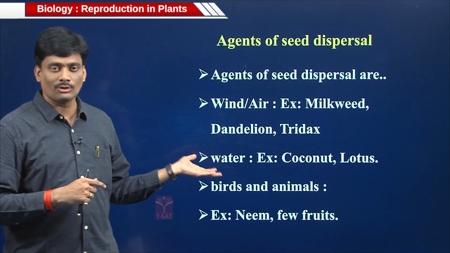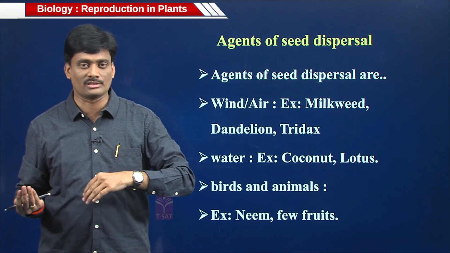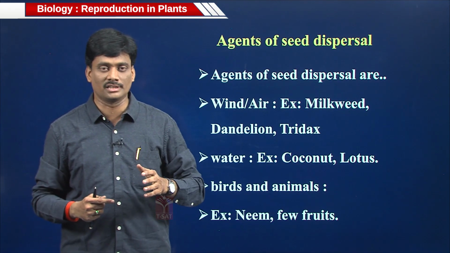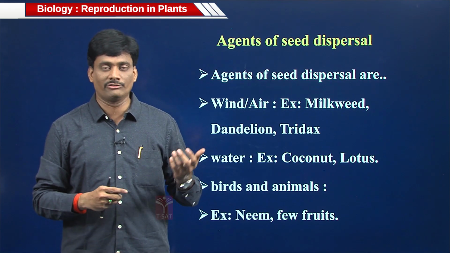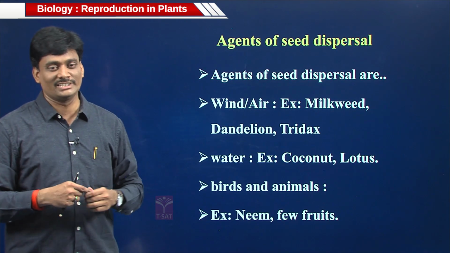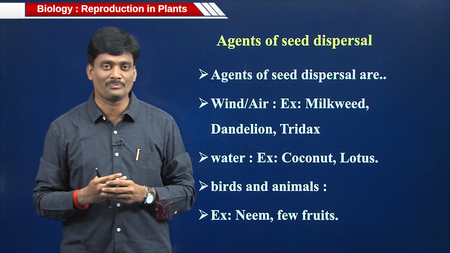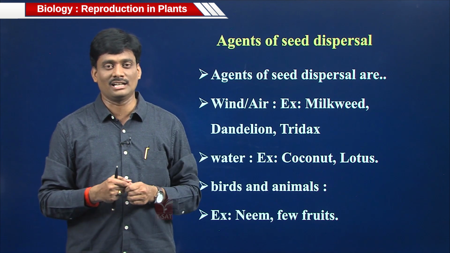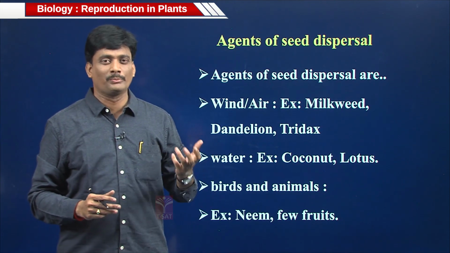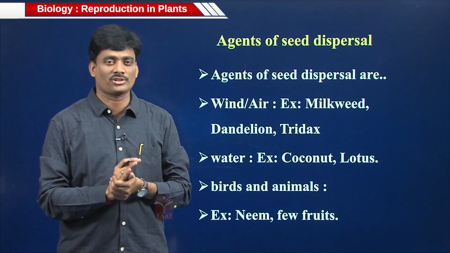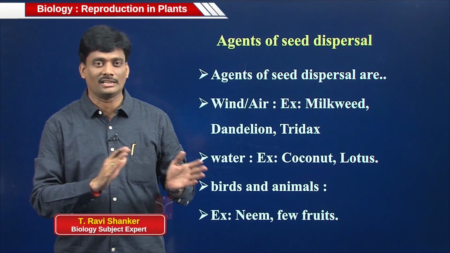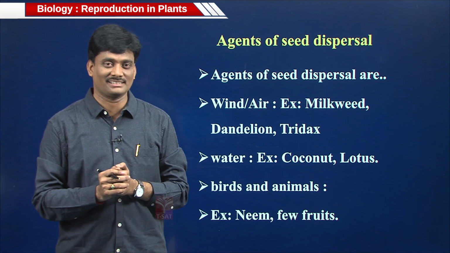And next, through the water also, the seeds are dispersed from one place to another place, like coconut as well as lotus seeds. And next, the fruits as well as neem seeds are dispersed from one place to another with the help of birds as well as animals. Because of that, all these are considered the agents of seed dispersal. Students, answer these questions here, and these are the prerequisites to understand the concept of reproduction which is present in 10th class, and these are the topics present in 7th class related to reproduction in plants.